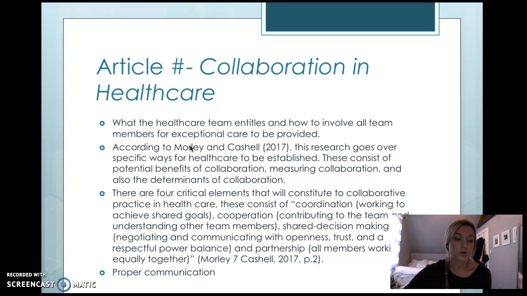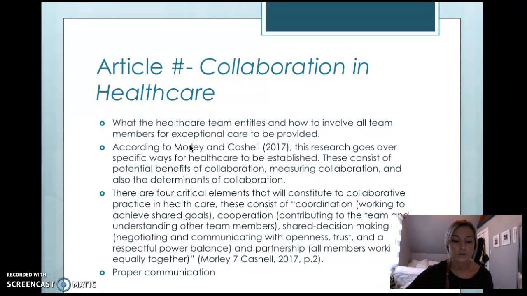The first article that I chose is titled Collaboration in Healthcare by Morley and Cashel. This focuses more on what a healthcare team entails and how to involve all team members for exceptional care to be provided. They approached measuring and studying collaboration and evidence demonstrating the benefits of collaboration for patients. For exceptional care to be provided, it's important for cooperation and coordination to be established from all of the team members. According to Morley and Cashel, this research goes over specific ways for healthcare to be established. These consist of potential benefits of collaboration, measuring collaboration, and also the determinants of collaboration.